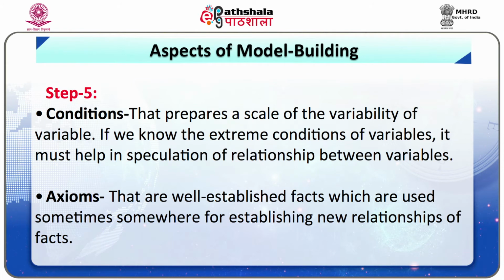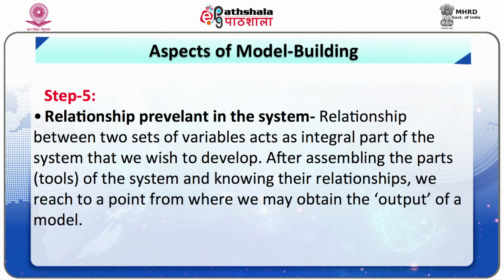Number B, conditions. That prepares a scale of the variability of variance. If we know the extreme conditions of variables, it must help in speculation of the relationship between variables. Number C, axioms. These are well-established facts which are used sometimes, somewhere, for establishing new relationships of facts. Now D, relationship prevalent in the system. Relationship between two sets of variables acts as an integral part of the system that we wish to develop.